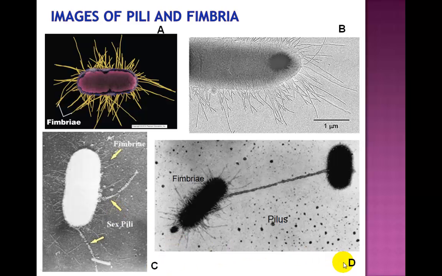In D, you can see both Fimbria and the conjugation pili again. The conjugation pilus literally pulls the other bacteria close, similar to pulling something with a rope, in order to have the transfer of genetic material.